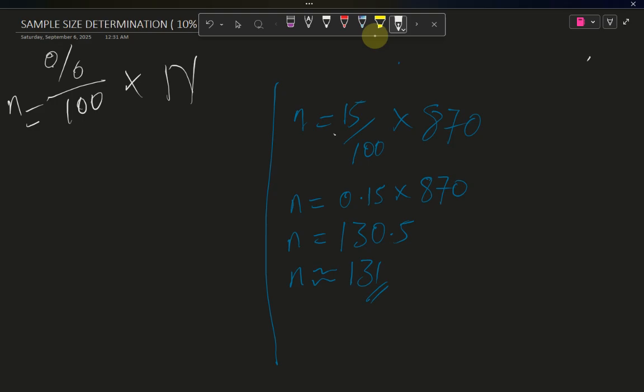Accessible population. Wherever you see this small n here, it's for your sample size. So the small n is for the sample size.